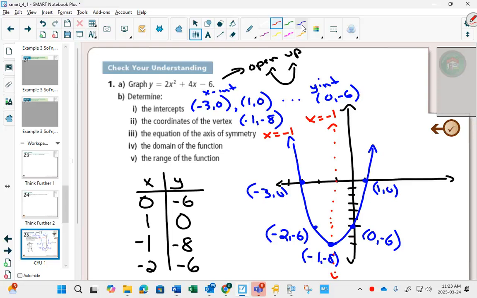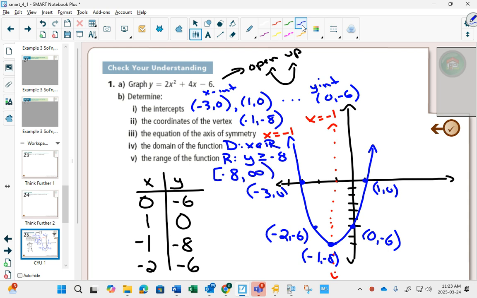Our domain, for a parabola, domain is everything. And our range depends on our vertex. Our vertex this time is a minimum, so our range is y is bigger than or equal to -8. You could also write that in interval notation.